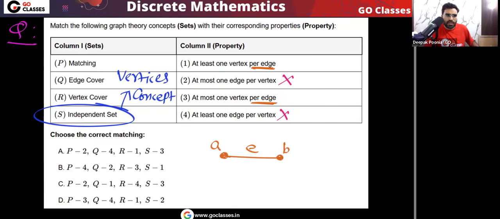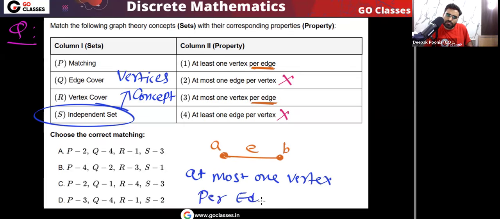This is A, this is B. Now, independent set means a set of vertices which are pairwise non-adjacent. So I cannot take both A and B in the independent set because A and B are adjacent. Yes or no? So you can see per edge, at most one vertex I will put in the independent set, in any independent set. So S will match with at most one vertex per edge.